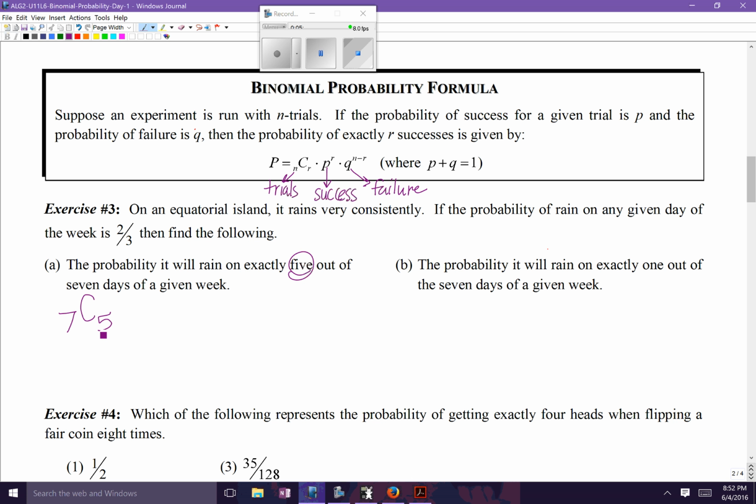Okay. Now we've got to figure out our p-value. Well, they want to know that it will rain. The probability that it will rain is 2/3. And we are going to go ahead and take that and raise that to the 5th because we're saying it's going to rain 5 out of the 7 days. Well, if it rains 5 out of the 7 days, that means that 2 of the days it's not going to rain. Well, what is the probability that it's not going to rain? 1/3, and I get 1/3 because 2/3 plus 1/3 is 1. So those P and Q values will always add up to 1.